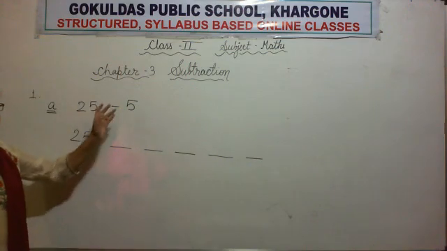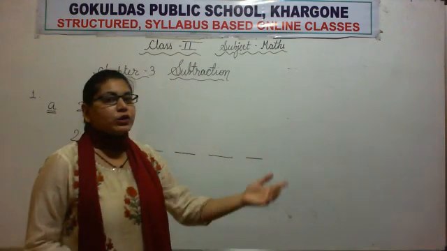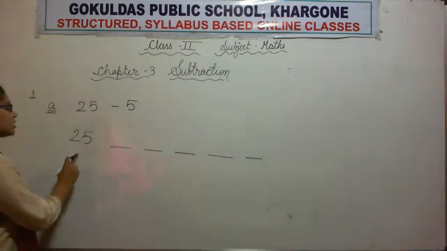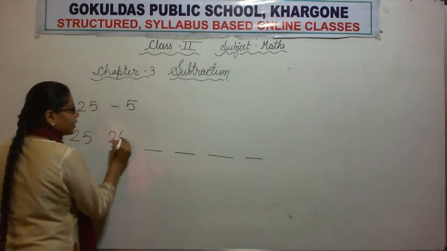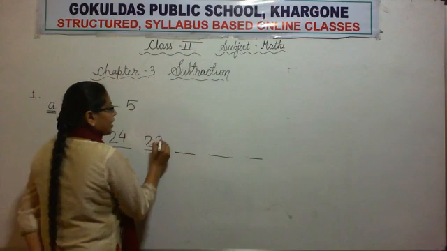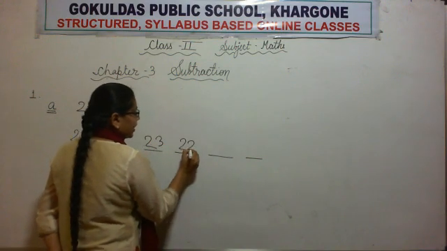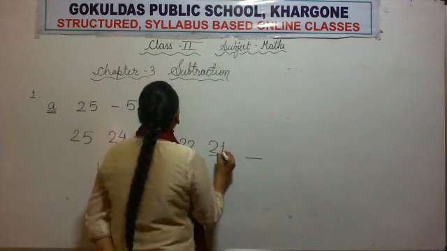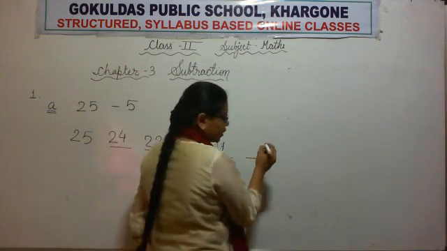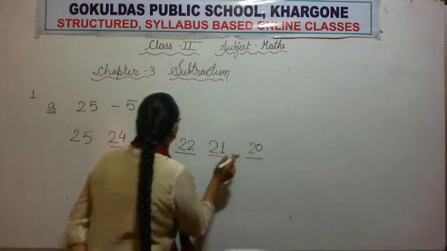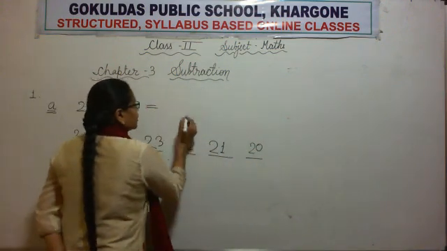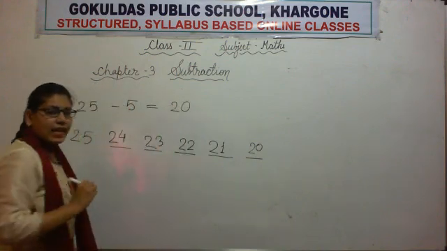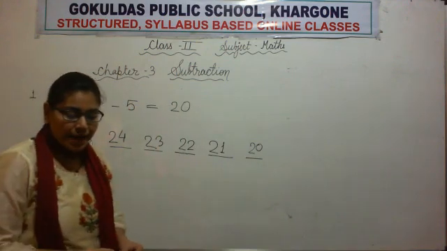Now subtraction means counting backward. So we will count backward 5 times. So 25, 24, 23, 22, 21 and 20. We stopped at 20. So our answer is 20. Subtraction is very simple.